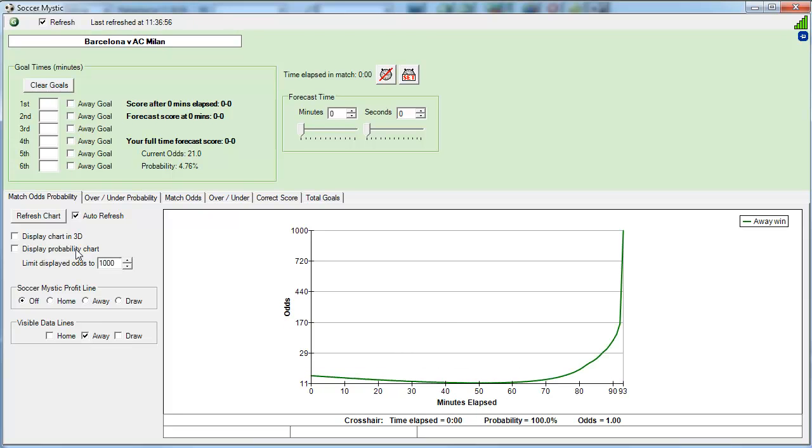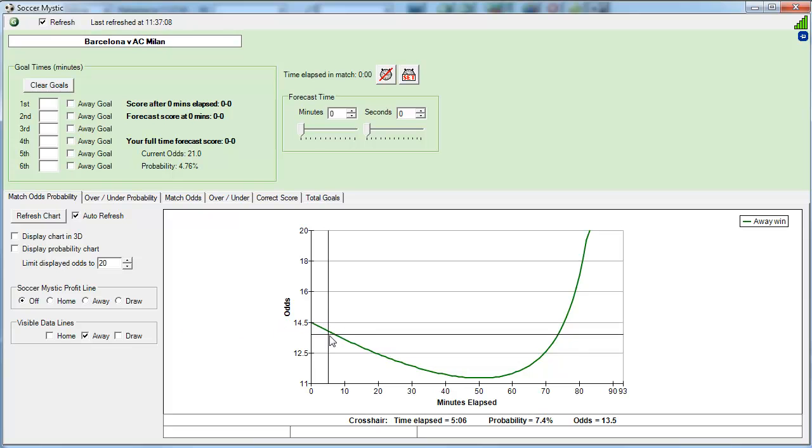It's probably better to look at this in terms of odds. So if we change this around to an odds graph, you can see that what actually happens with the odds in a match is that in the run-up to half-time, if there's no score in the match, then Soccer Mystic is basically saying that the odds will come in. Now some of this depends upon what happens in the match, because obviously if there's a sending off or Barcelona put AC Milan under immense amounts of pressure, then this curve wouldn't be quite as neat.